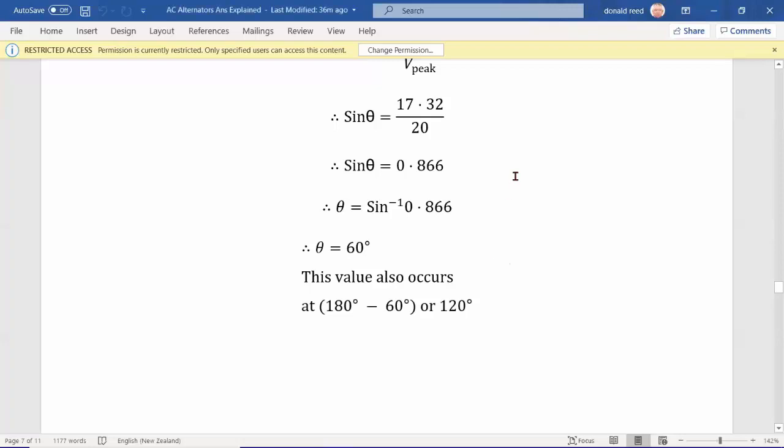So 60 degrees going up, and on the way down 60 degrees from the bottom. The bottom is 180 degrees of the top half, so I get 120 degrees.